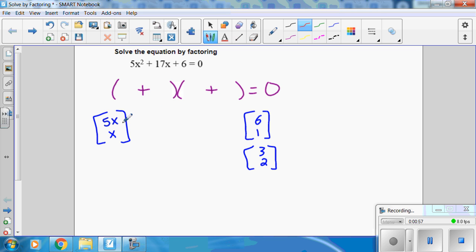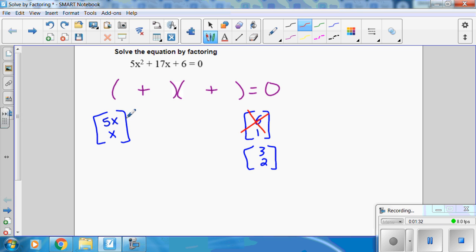Okay, so let's take 5 times 6, that's 30, and then x times 1 is 1x. That doesn't add up to 17, so it's not that. 5 times 1 is 5x. 1 times 6 is 6x. That does not add up to 17, so that doesn't work. Now, the 5x and 1x are the only factors of 5x squared, so we have to have that. That's the only option. So we're not going to cross that one out. We have to have that one. It's the 6 and the 1 that we're going to cross out.